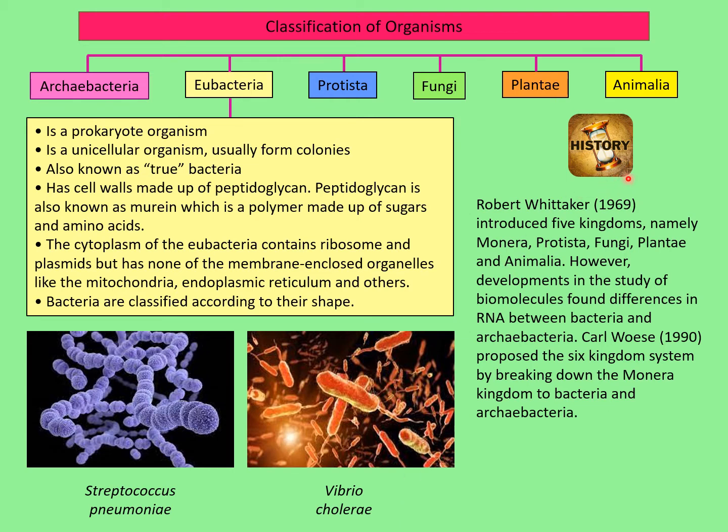Okay, a bit of history about this taxonomy. Robert Whittaker introduced 5 kingdoms, namely Monera, Protista, Fungi, Plantae, and Animalia. However, developments in the study of biomolecules found differences in RNA between bacteria and Archaebacteria. In our old syllabus, we were only exposed to 5 kingdoms, but now Monera is broken into Archaebacteria and Eubacteria.